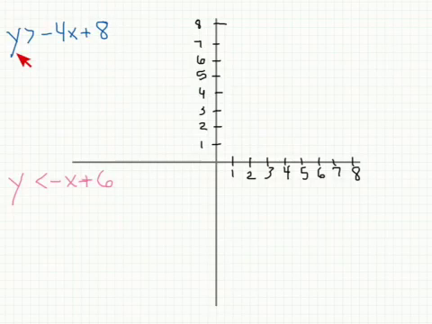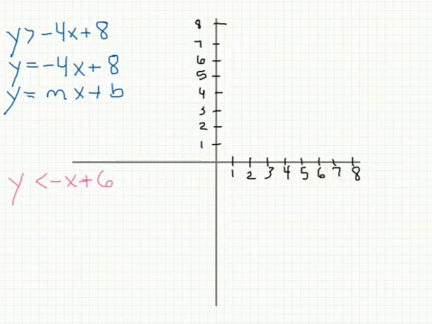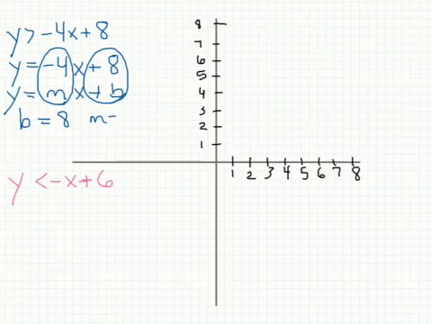The first step with y is greater than negative 4x plus 8 is to graph the line represented by y equals negative 4x plus 8, which is luckily in y equals mx plus b form, that is slope-intercept form. So we know that the y-intercept is 8. We also know the slope is negative 4, or in other words, negative 4 over 1. So we can use that to quickly graph the line.